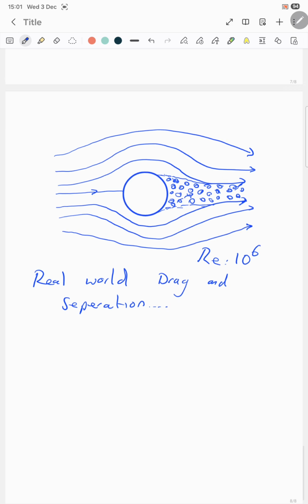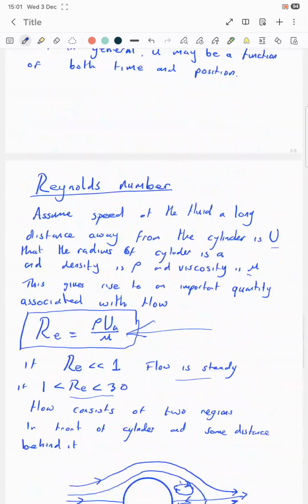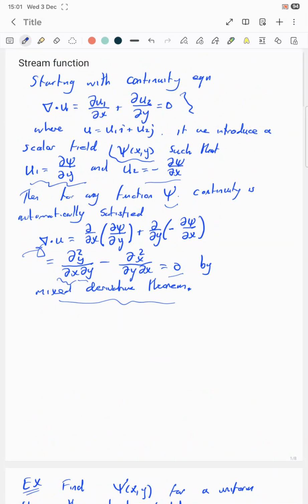Now this is a Reynolds number of 10 to the 6, which would have real world drag and separation. This kind of flow is more reminiscent of a jet engine, by the looks of it. This is an incredibly high Reynolds number, so we would get this kind of turbulent, chaotic flow. And that's our stream function for fluid dynamics.